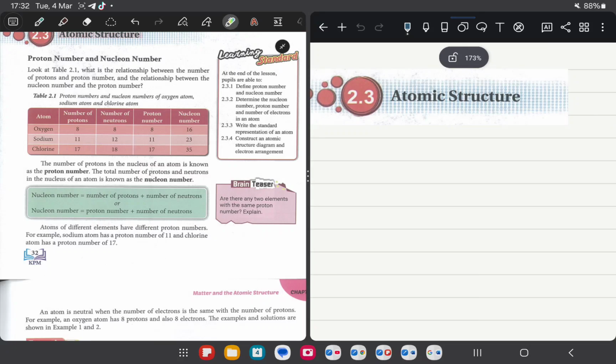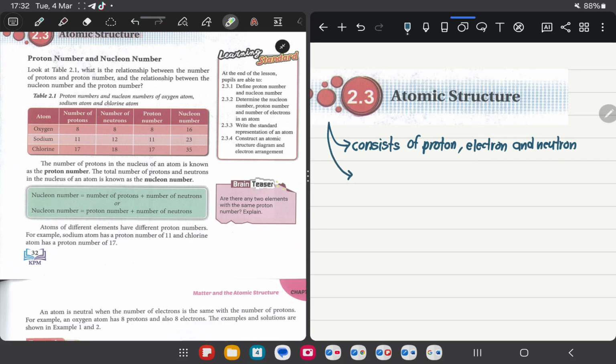What you need to know about atomic structure is that it consists of proton, electron and also neutron. That is the main part of atomic structure. But for drawing purposes we insist on the importance of electron. Electron is a must. If you don't have electron, then you can't do the drawing. That is the first thing. The second is we are going to focus on proton number, nucleon number and so on. These are the two main things that I'm going to talk about in this entire video.